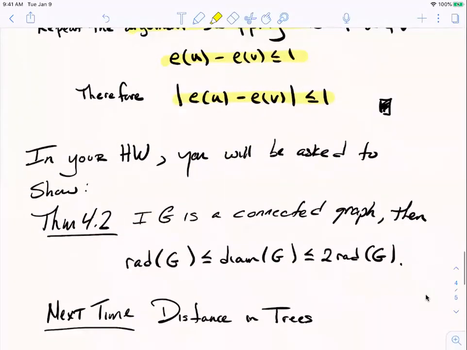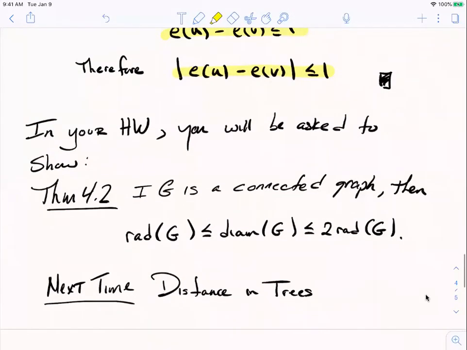I was going to remind you that in your homework, you're going to be asked to prove something about this stuff. I hope these definitions of radius and diameter are clear, and this is kind of a pleasant result. You'll be asked to show a proof of Theorem 4.2 in the first homework assignment you'll submit to me in our virtual world. If G is a connected graph, then the radius of G is less than or equal to the diameter of G. I would hope that was true. But in particular, the diameter is never any more than 2 times the radius. That has a nice geometric sound to it.